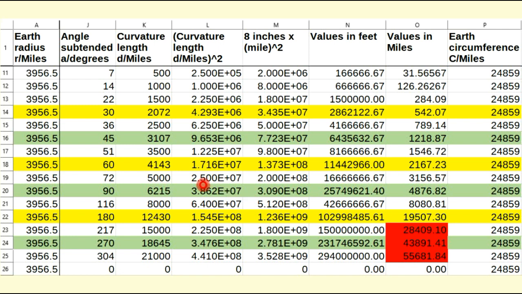Then we put them all together, we look at the spreadsheet for the 8 inches per mile squared, and it just goes absolutely off the charts because I've gone through and checked 30 degrees, 45, 60, 90, 180, 270. And then you just see as you start increasing values in feet, it becomes, and miles becomes insane. And then I've highlighted here in red because the circumference of the Earth and the radius, these values are way in excess of the Earth's circumference. It cannot be true at all.